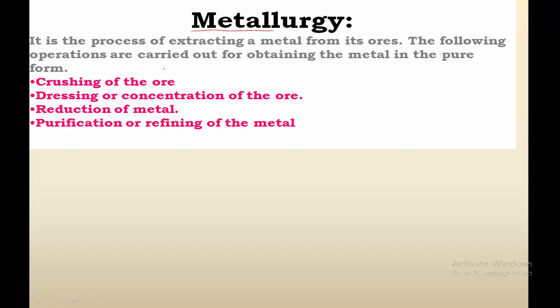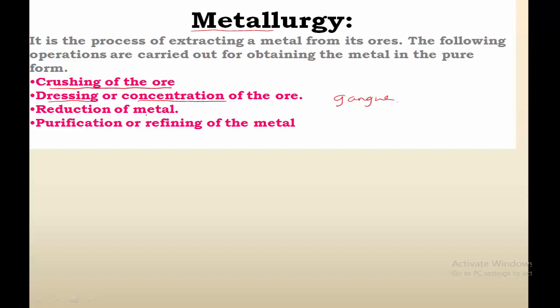So how is this metallurgy done? That means how is the metal extracted from its ore? It mainly involves 4 steps. Those are crushing of the ore, the first step. There the huge lumps of ore are crushed and grinded with the help of ball mills and stamp mills. Then the dressing or concentration of the ore, that means removal of impurities which are associated with ore. Those impurities are also known as gangue particles. So removal of gangue particles is considered as dressing or concentration of the ore.